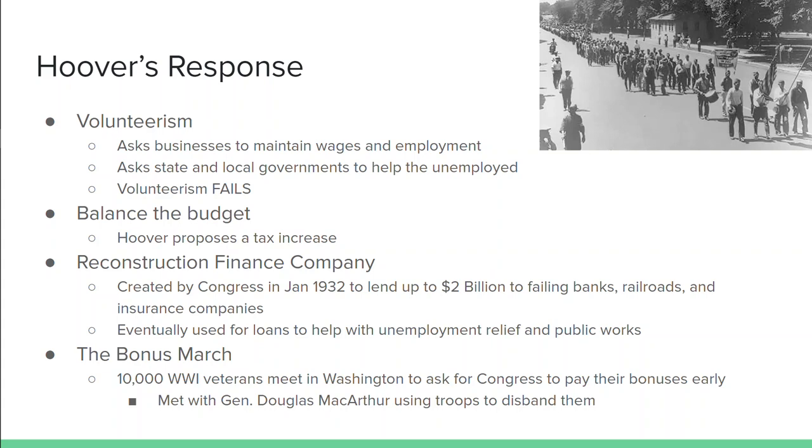The army is called out. And the head of the army, Douglas MacArthur, is going to use the army to disperse these 10,000 war veterans. These 10,000 war veterans see that the military is marching through Washington, D.C. They think that the military is putting on a parade to thank them for their service, but in reality, General Douglas MacArthur is going to order tear gas, bayonets, and tanks to break up these World War I veterans.